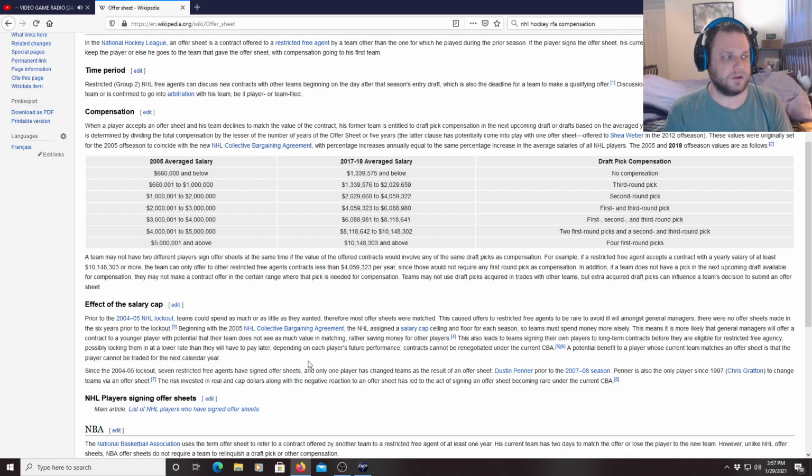So anyway, here we have the graphic of the compensation. Like I said, the numbers are a few years old, so I don't think they've changed much, especially since there's been a salary cap freeze, but it gives you a pretty good idea. So, for example, if there's a restricted free agent on another team that you want to get, and you're offering 1,339,575 or below, then there's no compensation if the other team lets him go.